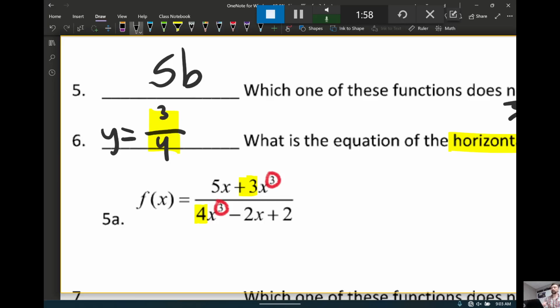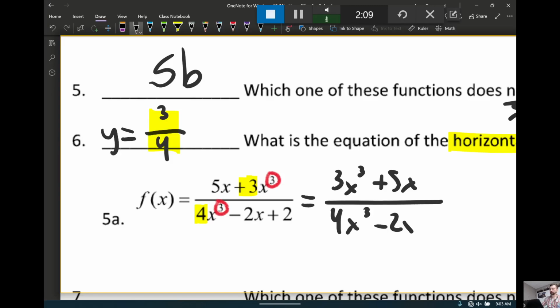So again, these don't have to be in descending order. And if that really bothers you, you can move them around and put the biggest exponent first and then the next biggest exponent. I know you tend to see it set up that way for you, but it doesn't have to be set up that way.